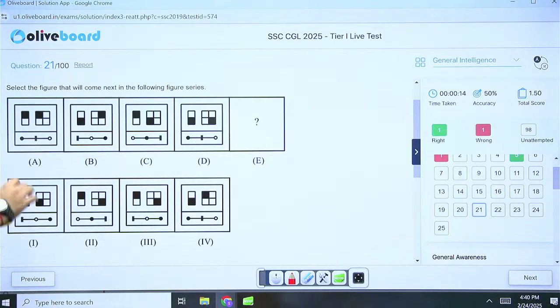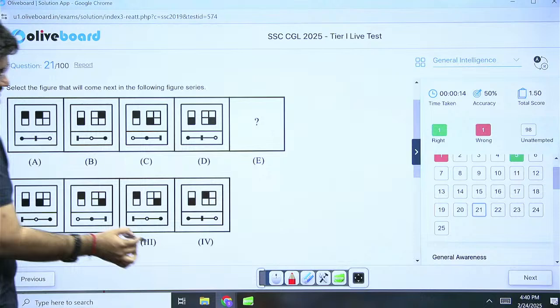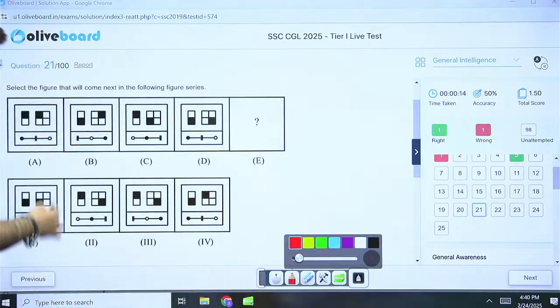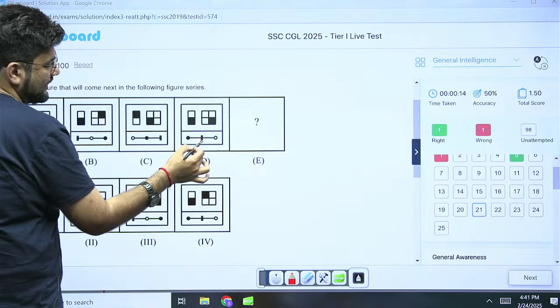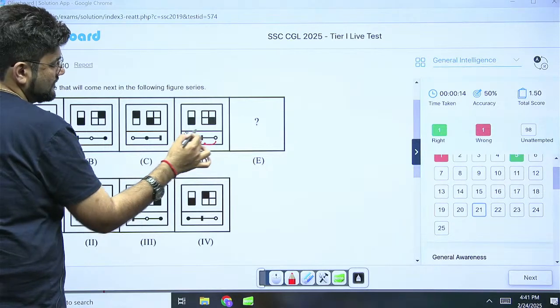What is happening here? See, observe this. This center part is coming here. This part is going to the left, and this part is going to the right. This is cyclic movement, right? Same is happening here. Same has to happen here. So again, this is come here. This will come here, and this will go there.